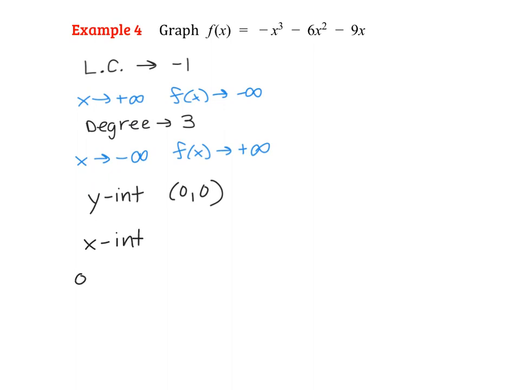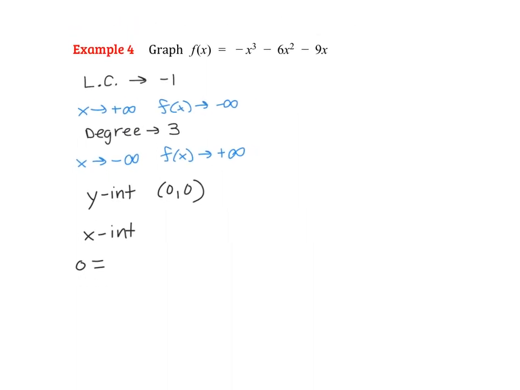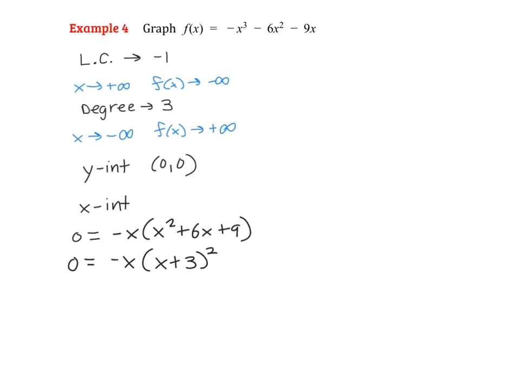So let's say 0 equals, and we'll set it equal to 0 so we can solve. First thing you hopefully notice, there's a GCF. We can factor out negative x, leaving us with x squared plus 6x plus 9. And then we have negative x and then x plus 3 squared. So I can see that we have an x-intercept again at the origin, and then at (-3, 0), but this one is a double root. So we know that's going to touch our axis and turn around.